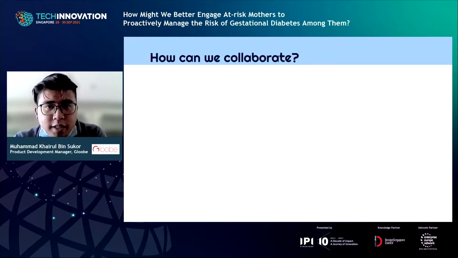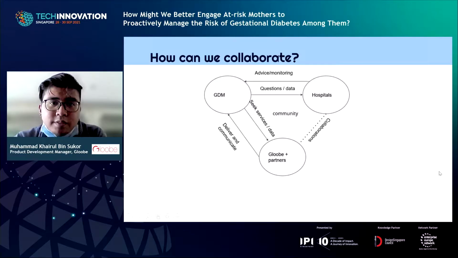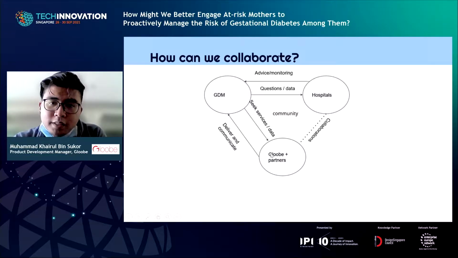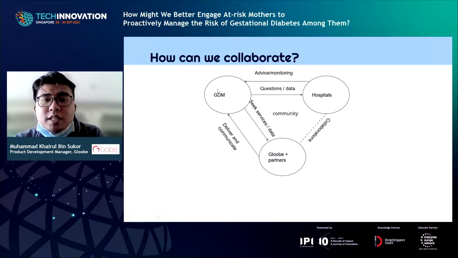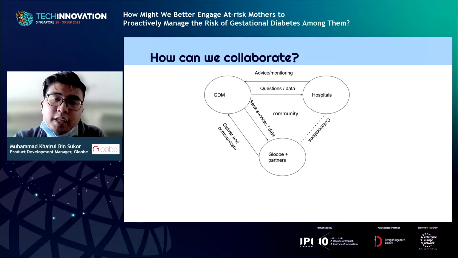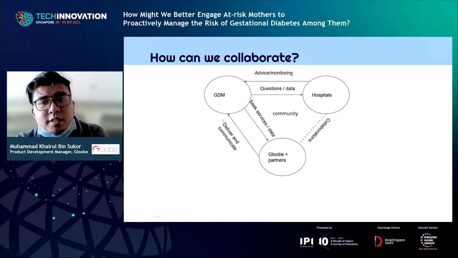So how can we actually collaborate? For example, Gloobe and certain partners could collaborate with healthcare institutions such as hospitals, and have the GDM patients willingly share their data. Not anything private, just their blood glucose, their weight, their dietary information, things that are important for the healthcare workers to know so they can advise or monitor them closely. And in return, patients can come to us to seek the services that they need.